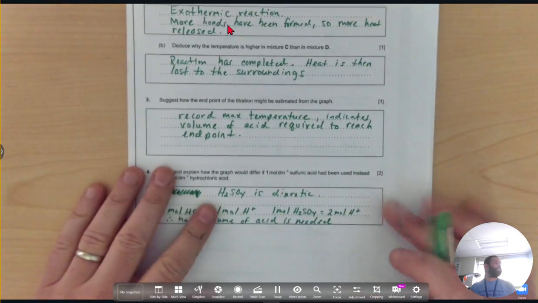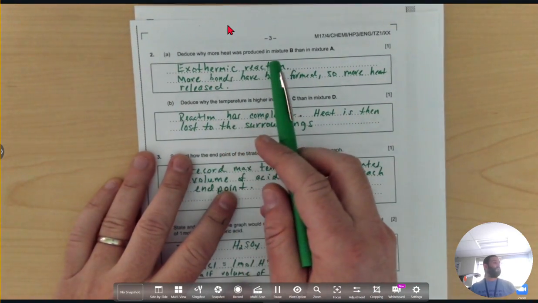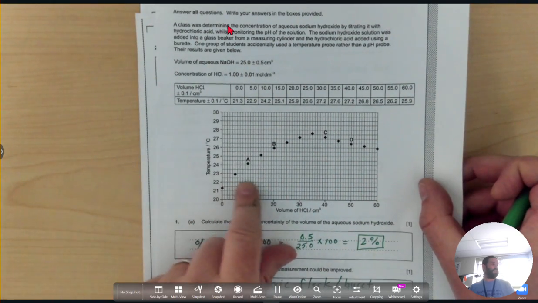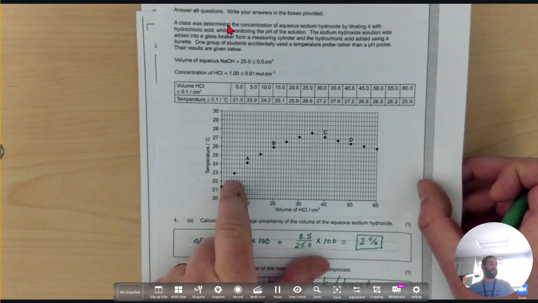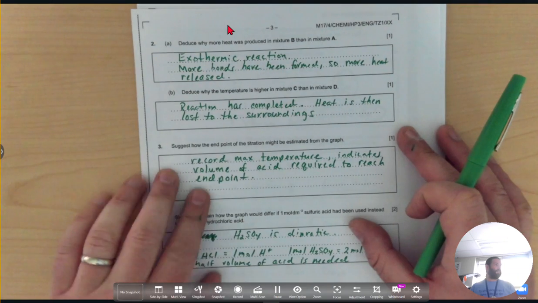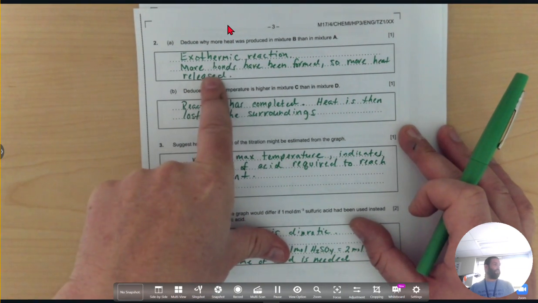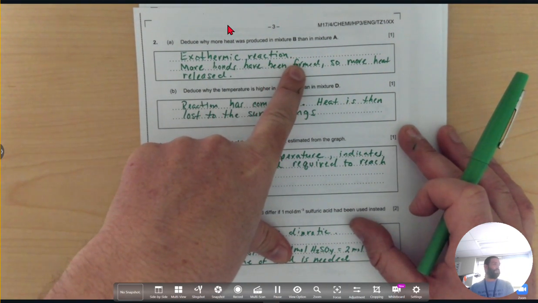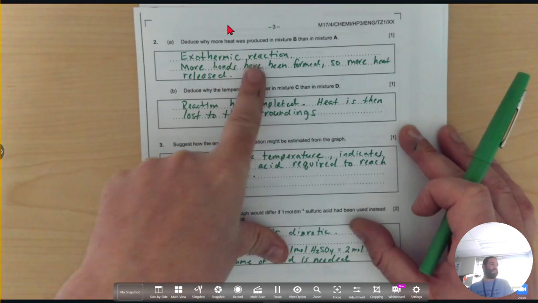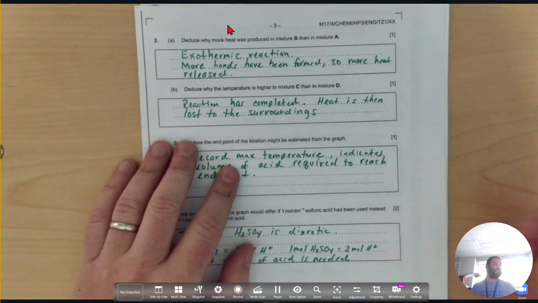Deduce why more heat was produced in mixture B than A. Well, this is a neutralization. It's an exothermic reaction. So as more of the reactants are reacted, more heat is released. The reaction is exothermic, more bonds have been formed. Remember, bond forming is the exothermic part. So I made it a little bit more specific by saying more bonds have been formed, so more heat's been released.